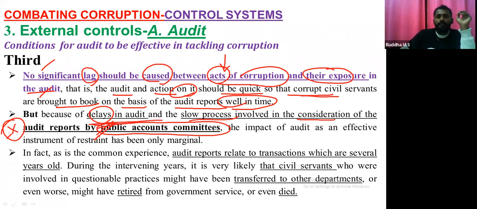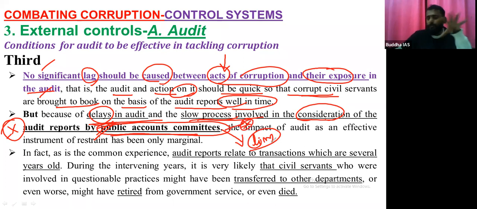Because of the delays in audit and slow process involved in the consideration of the audit report by Public Accounts Committee, this can also be taken as a limitation of Public Accounts Committee, a very important aspect, especially from the prelims point of view. Often they are asking this committee. The limitation here, you can say, is that it is taking long time and the process is very slow.